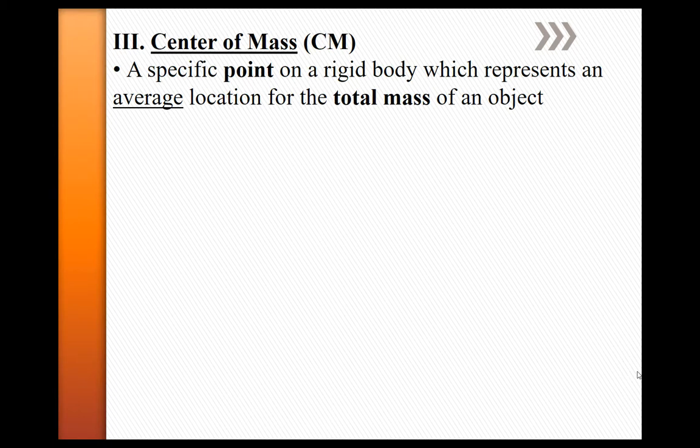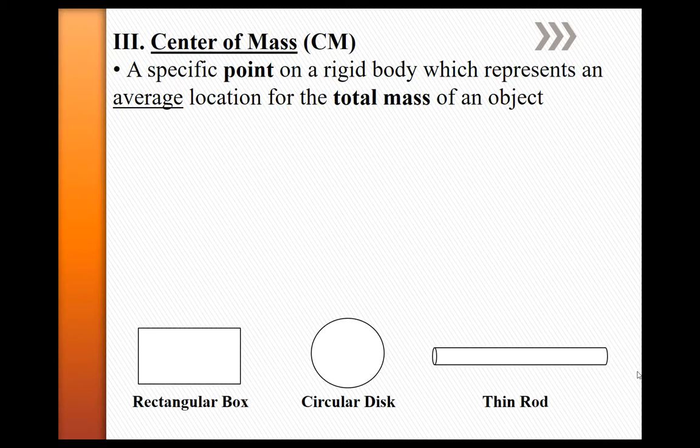An object's center of mass is a specific point on a rigid body which represents an average location for where the total mass of an object is. So what this really means is if you looked at an object, if you could pick one point, and you could pretend like all of the mass is acting at that point, where would it be located?